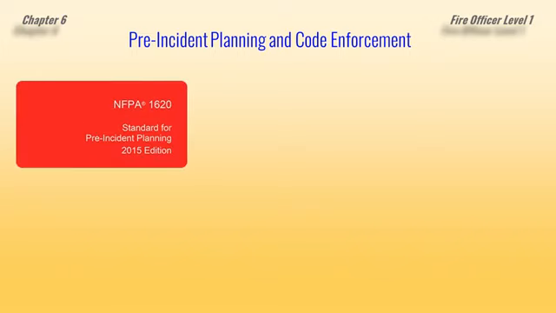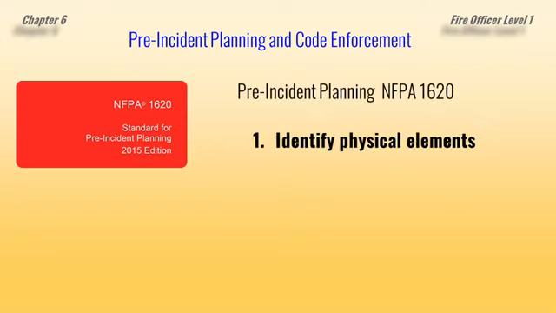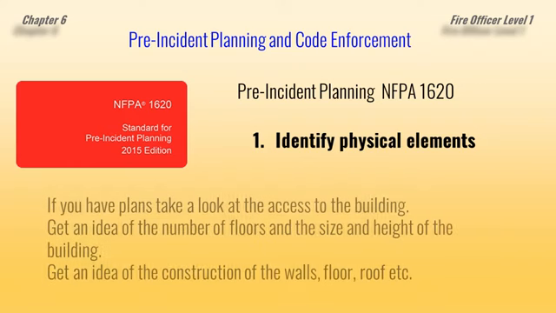And pre-incident planning is covered under NFPA 1620, so if you can get a copy of that, it'll kind of guide you through what you might want to do to make up some pre-incident plans for some of the more target hazards in your response area. It's broken down into a few different elements, I think like 6 elements that we're going to go through. So the first element, identify the physical elements.